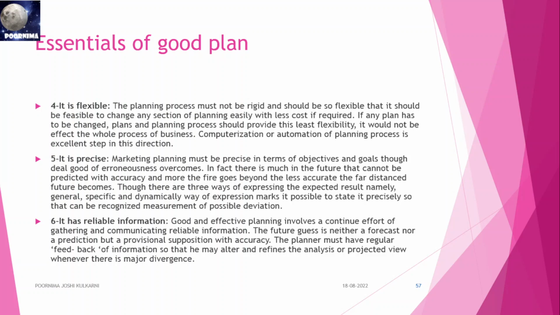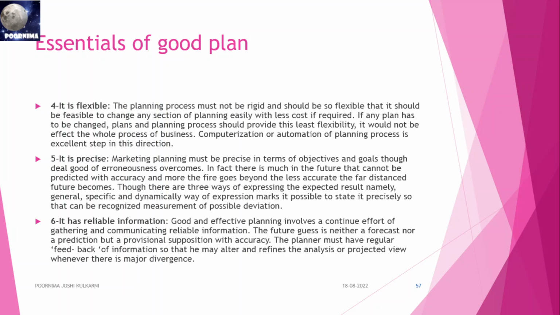It is precise. Marketing planning must be precise in terms of the objectives and goals to overcome erroneousness. Erroneousness means wrong things. In fact, there is much in the future that cannot be predicted with accuracy, and the further one goes, the less accurate and more distant it becomes. Though there are three ways of expressing the expected result, namely general, specific, and dynamic, this way of expression makes it possible to state it precisely so that measurement of possible deviations can be recognized.